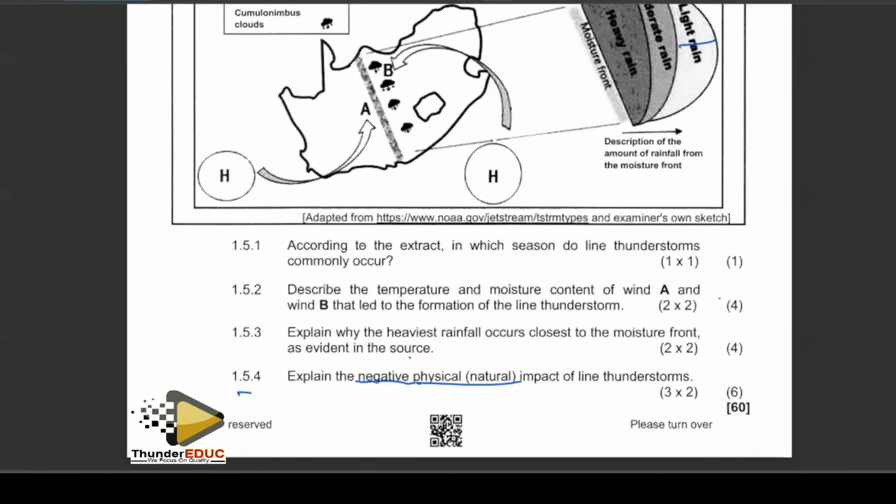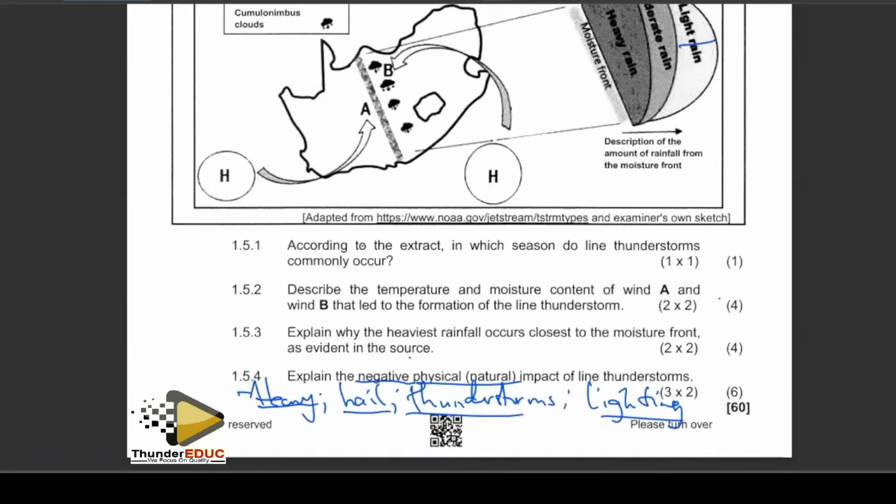So, with line thunderstorms, they are associated with heavy rainfall, which can also have hail, and also they have thunder with them, and also they have lightning. So if you pick on those weather elements and try to relate them to the natural environment, you will be able to answer the question. If you know the typical elements associated with line thunderstorms, then you try and relate them to how they negatively impact the natural environment.